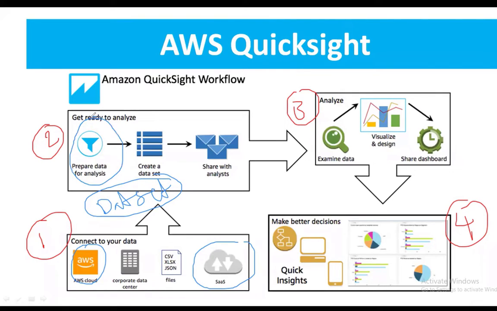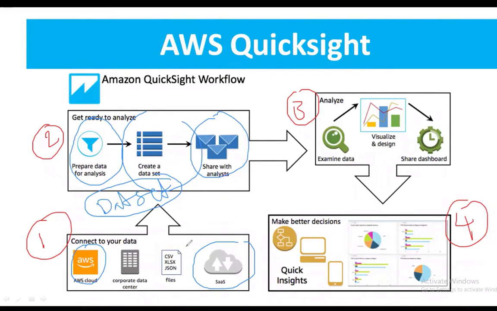Once you connect, then you can prepare the data. Sometimes, suppose there are many columns and you want to remove some columns, you can remove them, or if you want to remove some rows, you can do that. There is a step called prepare data for analysis. After preparing, you'll be creating a data set. Once the data set is created, you can use it for analysis. So step 1 and step 2 are all about collecting and preparing the data set.